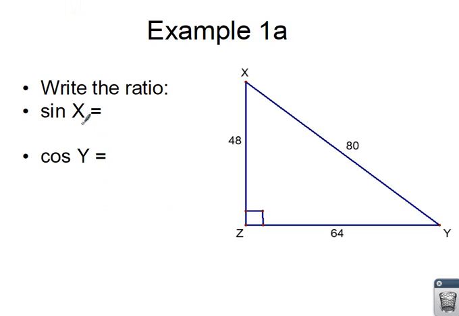Alright, let's do it again. Sine of x. From x, this is opposite, so that's 64, over the hypotenuse is 80. And then cosine of y. Remembering what I just said, you should know what this is going to be. But you do adjacent, which is 64, over the hypotenuse. Cosine of one, sine of the other are the same value. Alright, let's go do some math here.